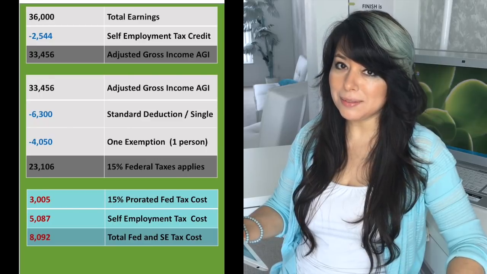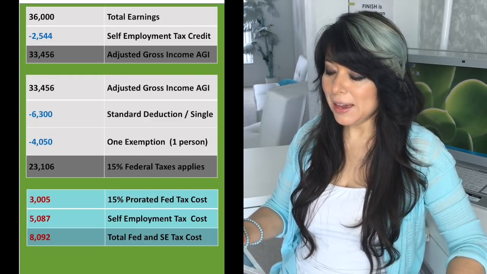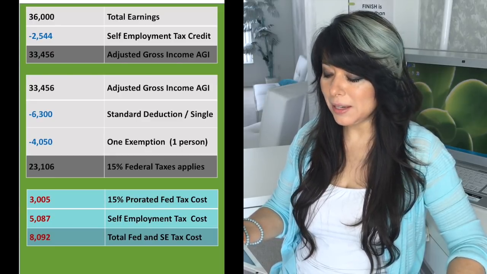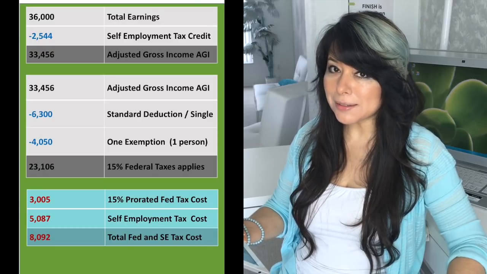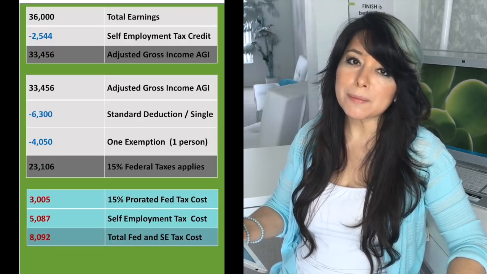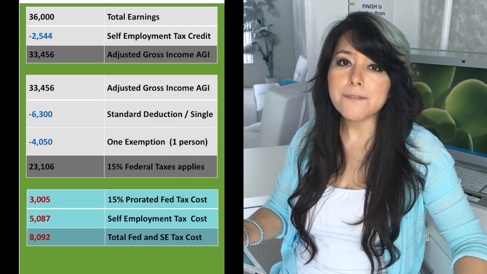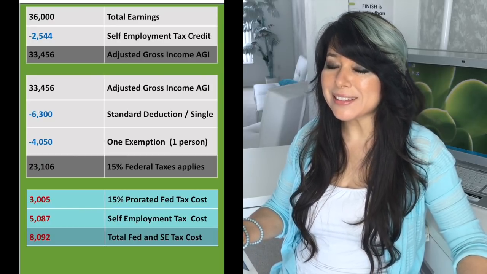On this amount, she is paying federal taxes, which comes out to $3,005, and then on the $36,000, she's paying self-employment tax at 15.3%, which comes out to $5,087. So that's how the total comes out to $8,092.